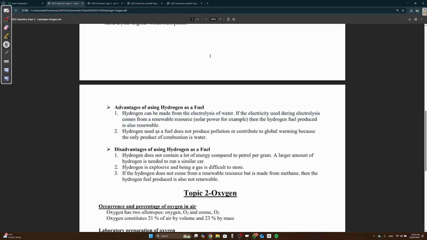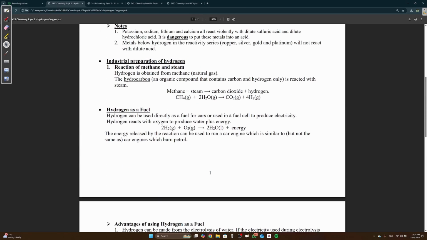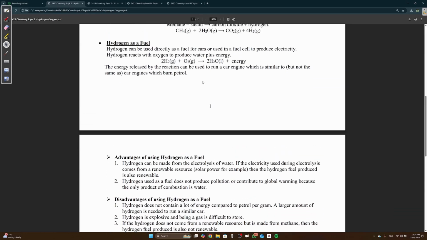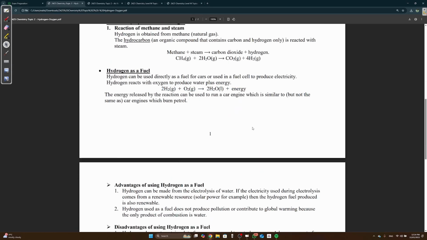The second advantage is it doesn't produce pollution. Why? Because you're only producing water. Water isn't a pollutant, right? So this reaction doesn't cause pollution.